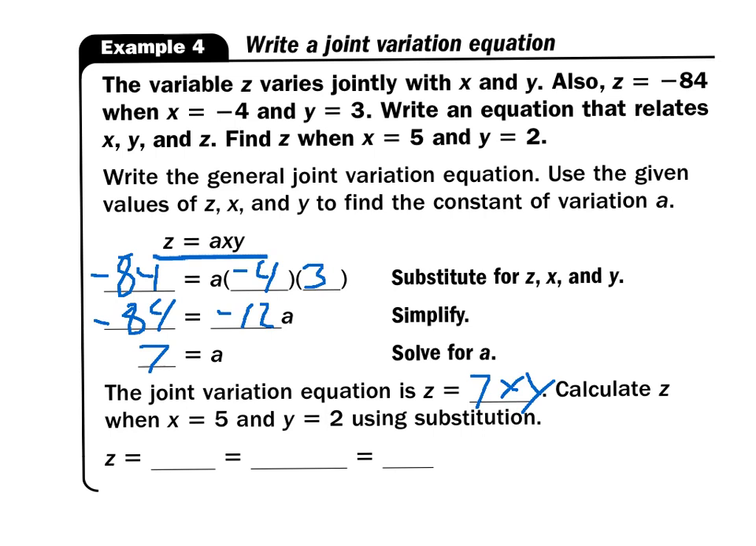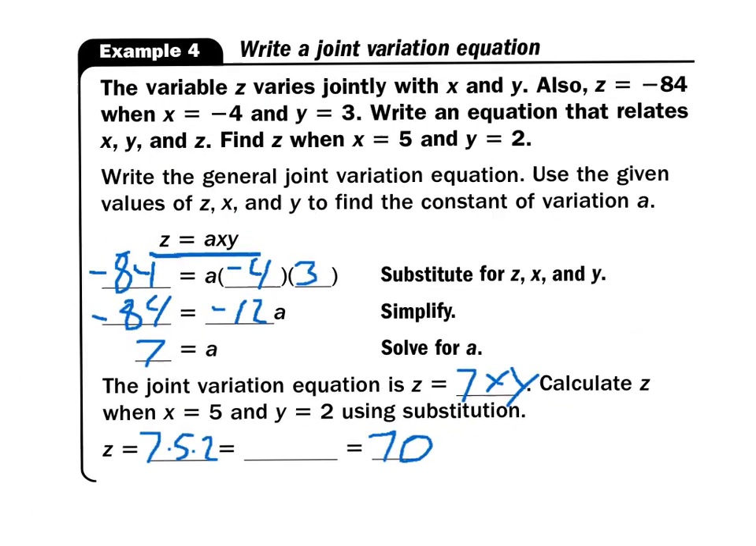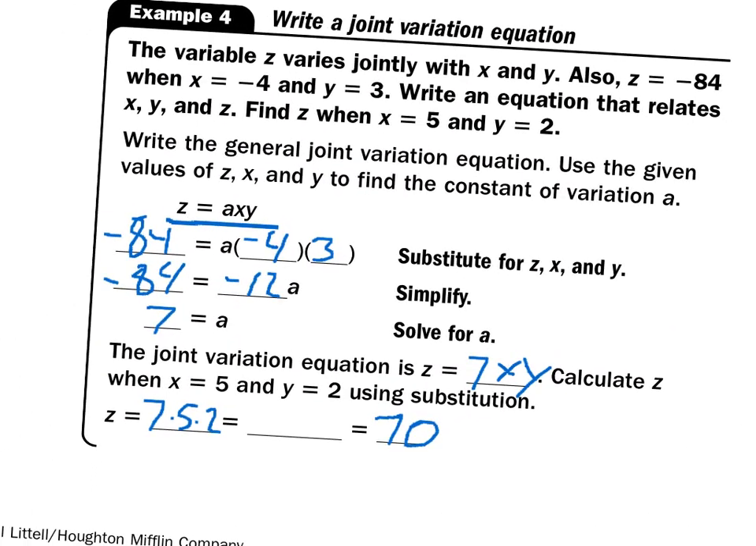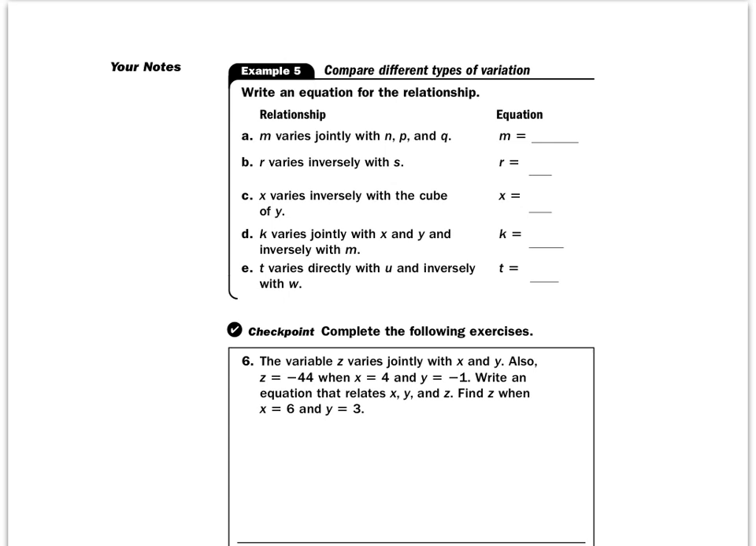So if I want to calculate what z is when x is 5 and y is 2, I get 7 times 5 times 2, which is 70. That's pretty non-threatening math, if I should say so myself. Okay, so let's take a look at the final page of our notes. On our final page of our notes, we have an example and we have a checkpoint.